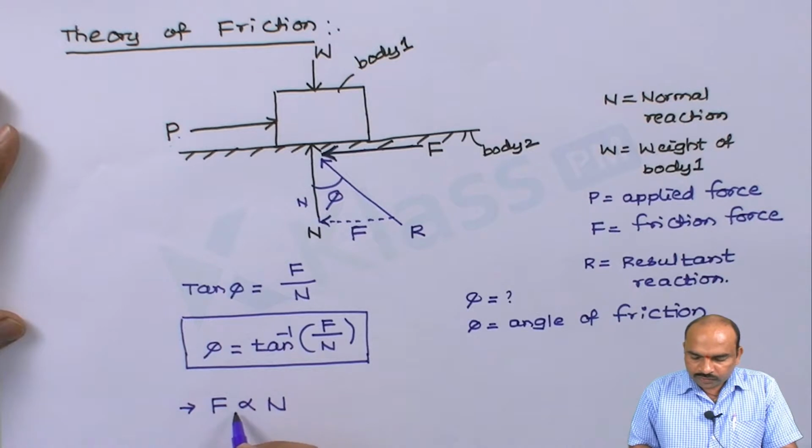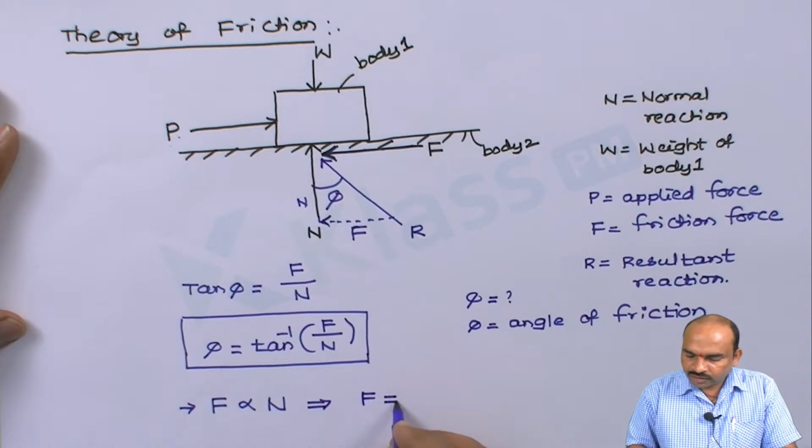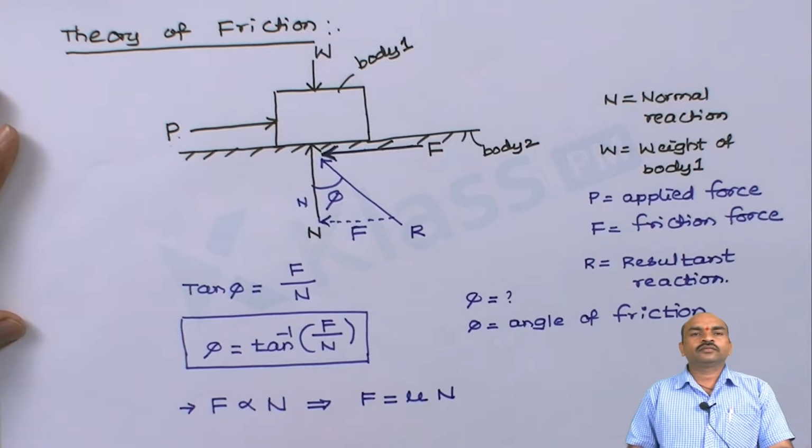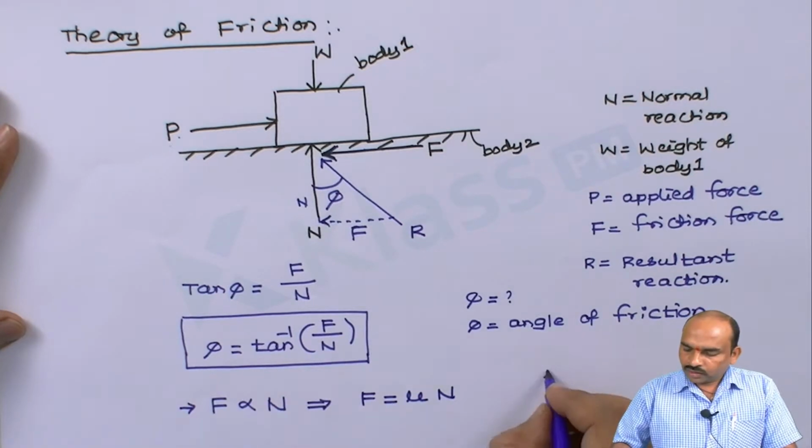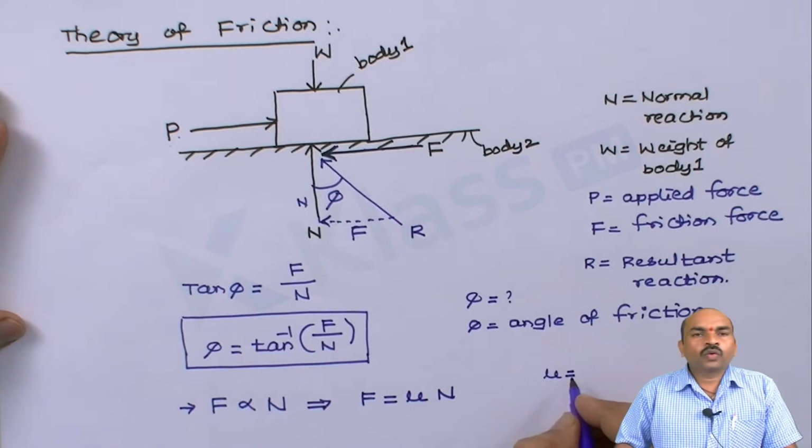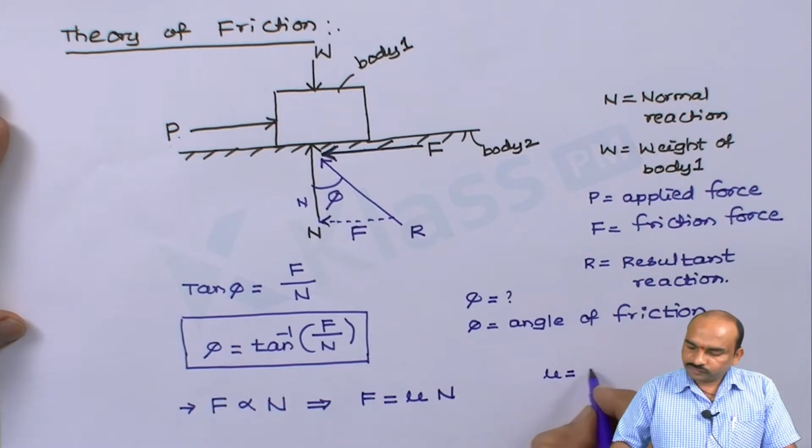We know that if we remove this proportional symbol, we get a constant. So that is nothing but F equals mu N, where mu is known as the coefficient of friction.